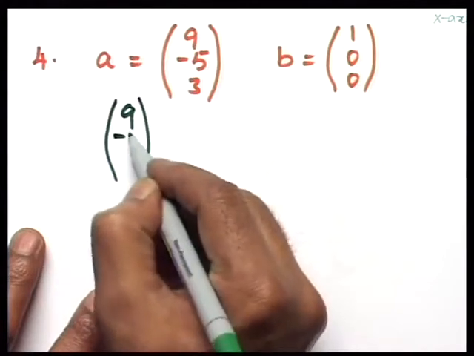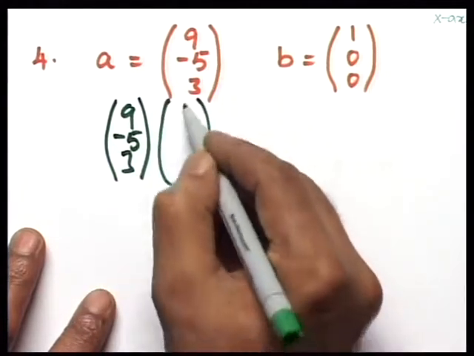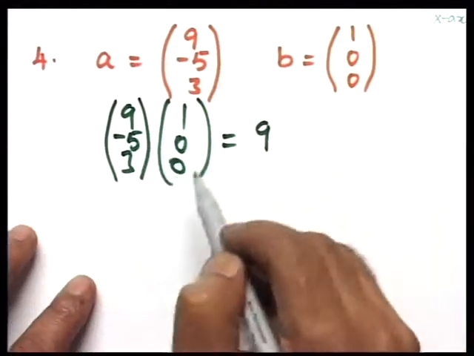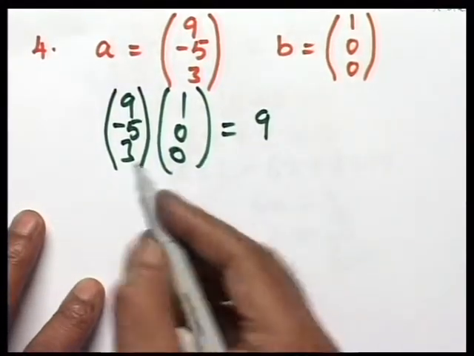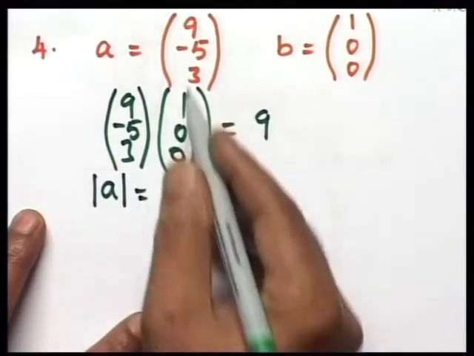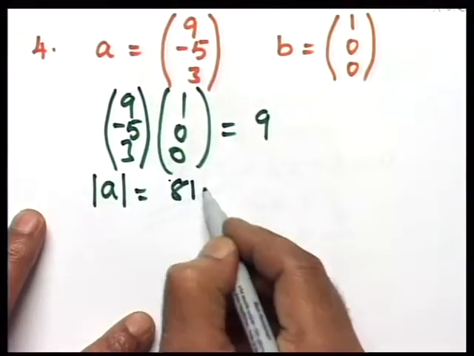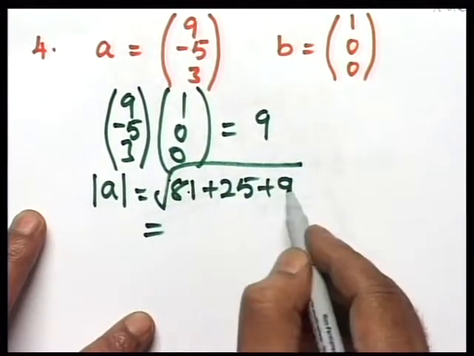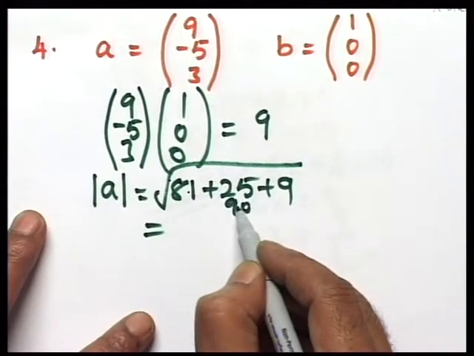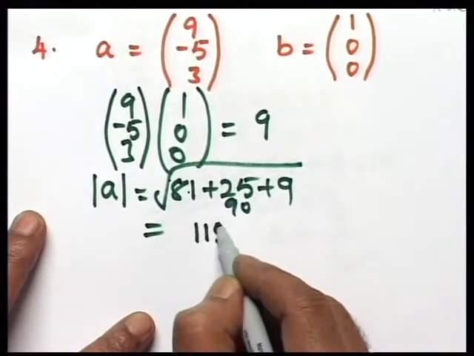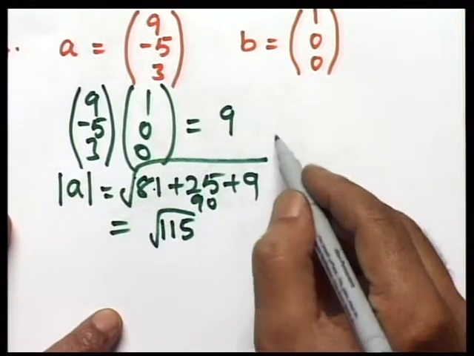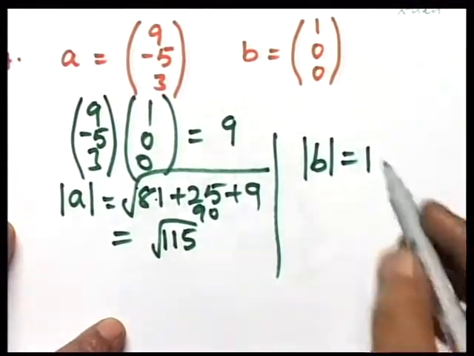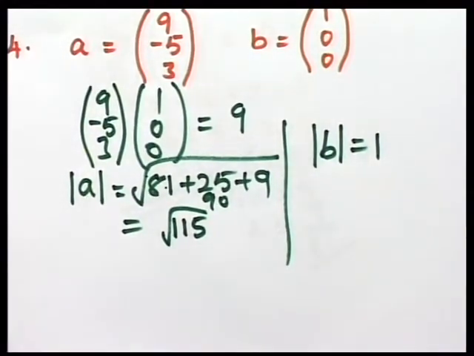So we have 9, minus 5 and 3. And this is going to be 1, 0, 0. That's not bad. 9 times 1 is 9. That's all. These two will become 0. Then we look at the modulus of A, which is squaring them. So 81 plus 25 plus 9. 81 plus 9 is 90. Add them. 115 under the root. And modulus of B, as we know, is just 1, right? 1 squared, and you find the square root, you still get 1.